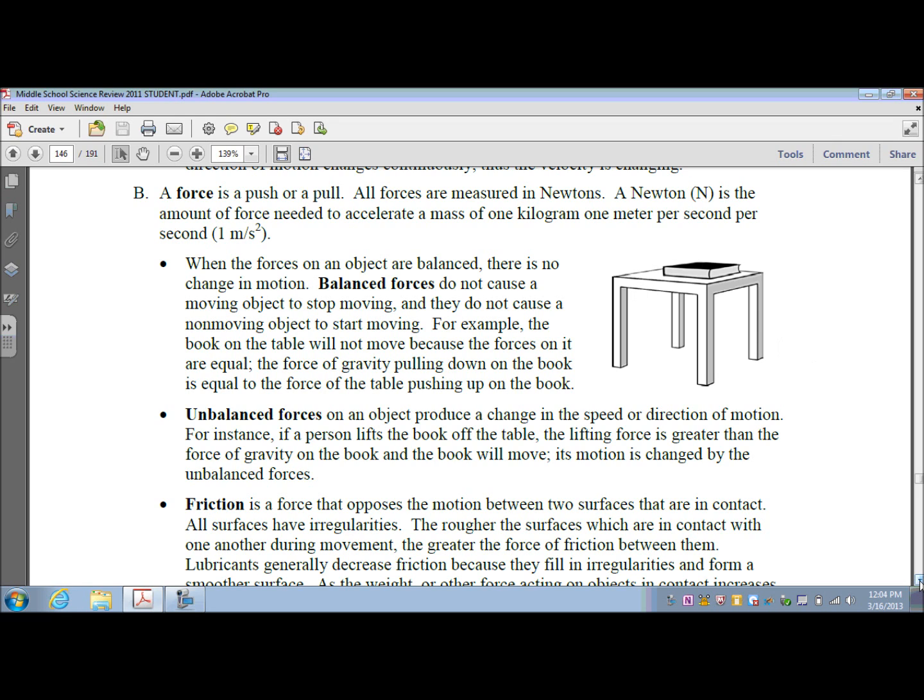Unbalanced forces on an object produce a change in speed or direction of motion. For instance, if a person lifts the book off the table, the lifting force is greater than the force of gravity on the book, and the book will move. Its motion is changed by the unbalanced forces.